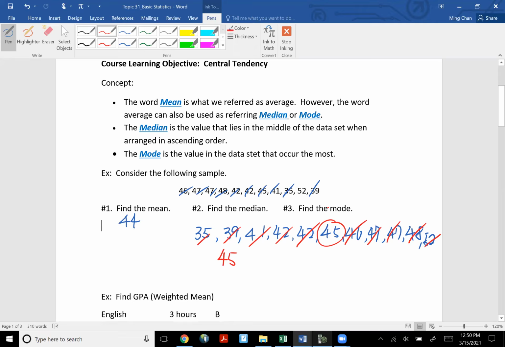Mode, the number that occurred the most. I know 42 and 47 both occur two times. So my mode will be 42 and 47. If every data value only occurs one time, then there's no mode.